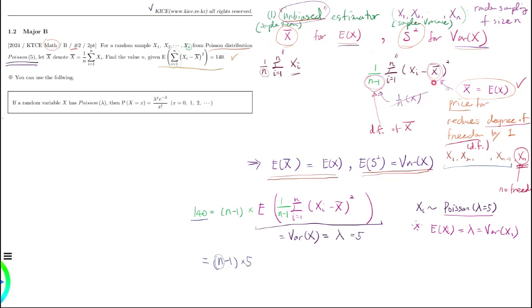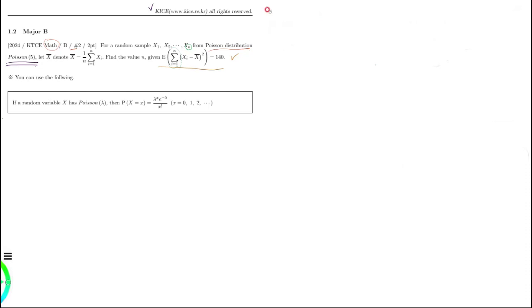And what if you don't use this unbiased estimator property? Then let's take a look at the second case. Here is the second point, another topic other than unbiased estimator. This is about the Poisson distribution for independent random variables.